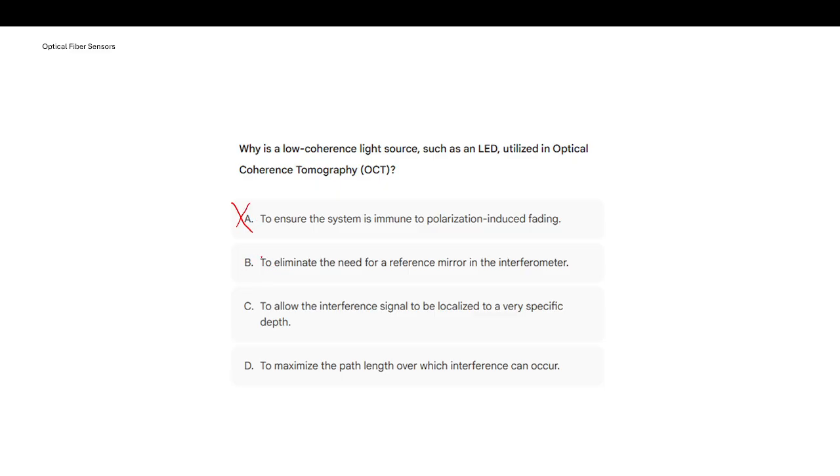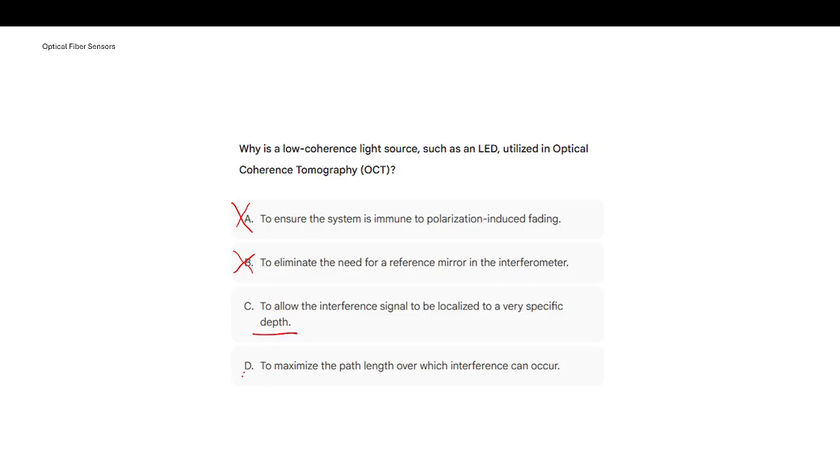Then the second option is to eliminate the need for a reference mirror in the interferometer. Obviously we need this, we can't eliminate it. If you are eliminating it, then instead of Michelson, you need to go for another one, a fiber based interferometer. Then option C is to allow the interference signal to be localized to a very specific depth.